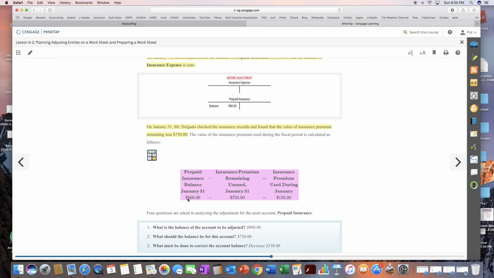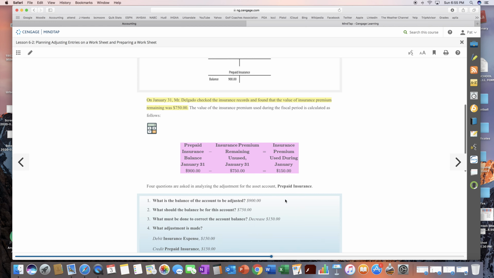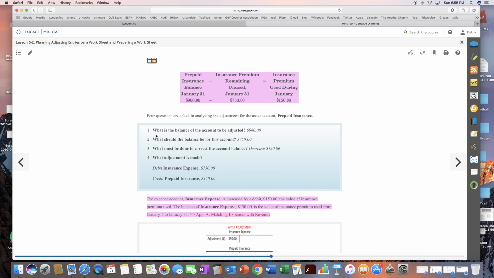So if you had 900, you did have 900. You really only have 750. We used 150. And again, you go through the questions if you want. What is the balance of the account? 900. What is it supposed to be? 750. So what needs to be done to correct it? We need to lower the asset prepaid insurance by 150. How do you lower an asset? You credit the asset, you debit the new account insurance expense.